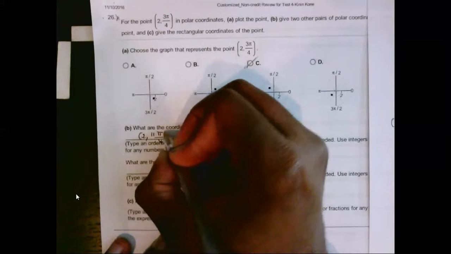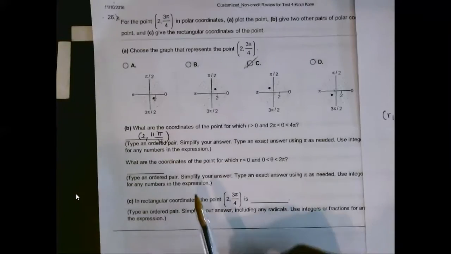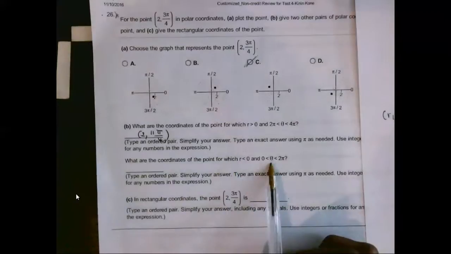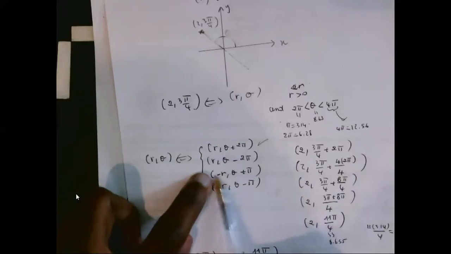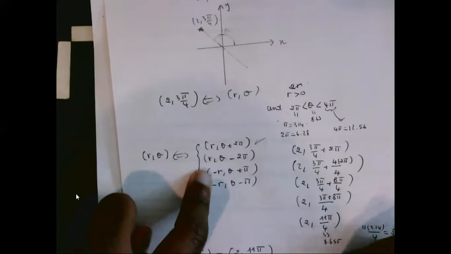Now next, they're saying, what are the coordinates of points for which r is negative and theta is between 0 and 2 pi? R is negative, so for the negative version, I will use one of those formulas. I will use this one. I make my r negative here, so I make negative 2 here, and I take theta. Theta is 3 pi over 4, and I need to add pi to it.